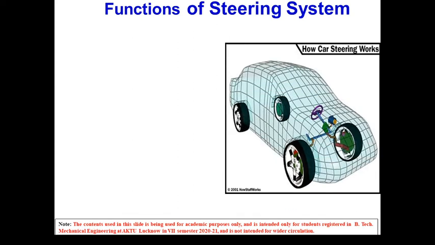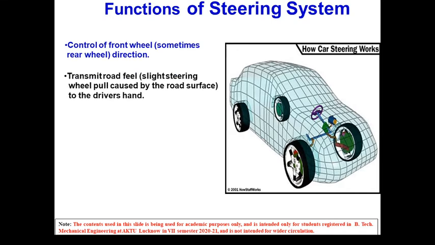Now we'll start today's topic, that is the functions of the steering system, or basics of the steering system. As we know, the basic function of the steering system is that steering basically steers the car. We have to drive it, we have to turn it, so we use a steering system. The basic function of the steering system is to control the front wheels, and in some cases we have four wheel steering, in which case we may control the rear wheels also.